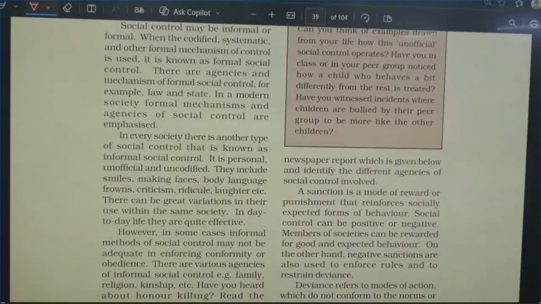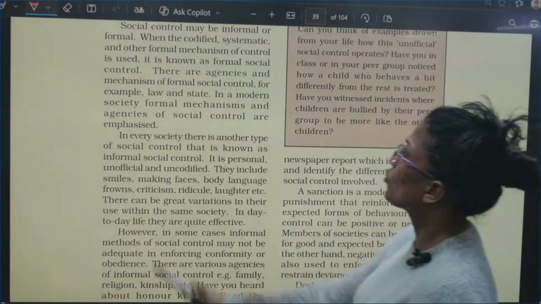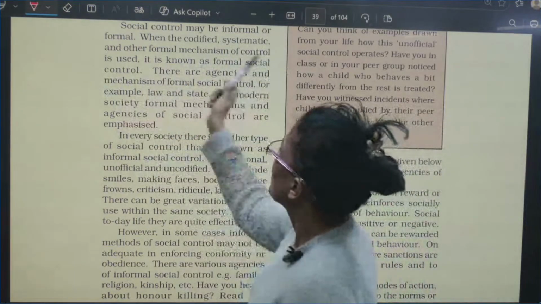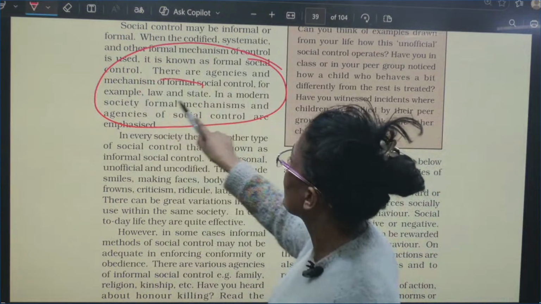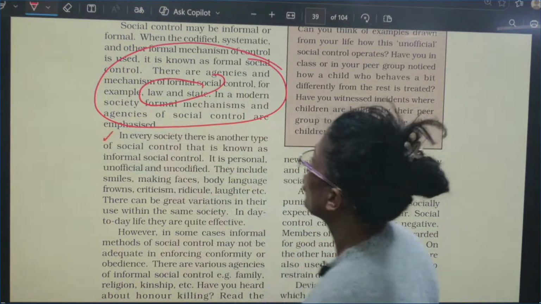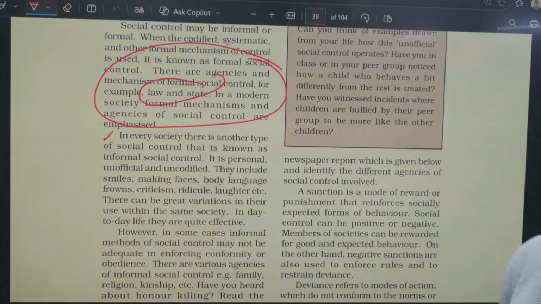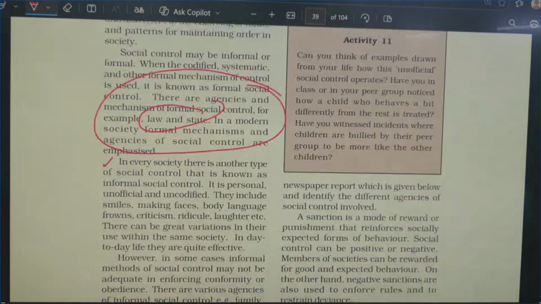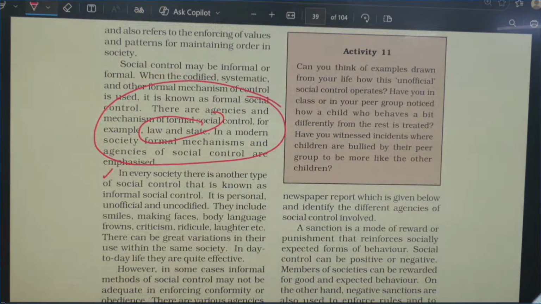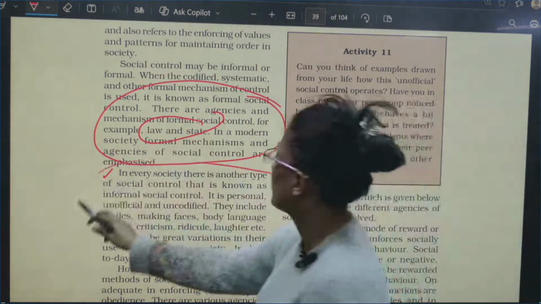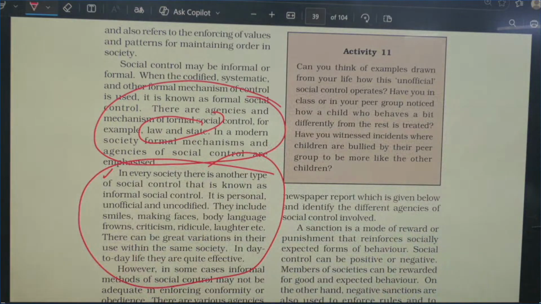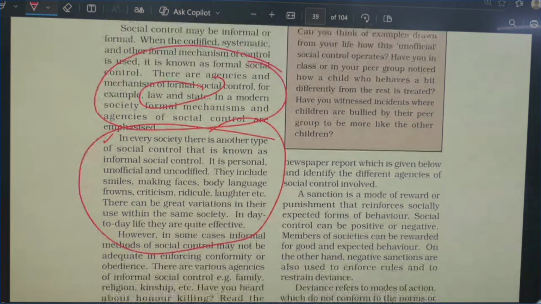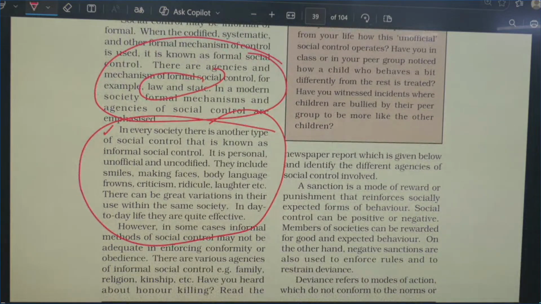Now, do you have formal mechanism of social control and informal? So, mechanism of formal social control: law and state. Okay, but do you know that we do have informal mechanisms: family, religion. So these all are, tell me, informal social control. Okay, look from here. In every society there is another type of social control that is known as informal social control. It is personal, unofficial and uncodified.